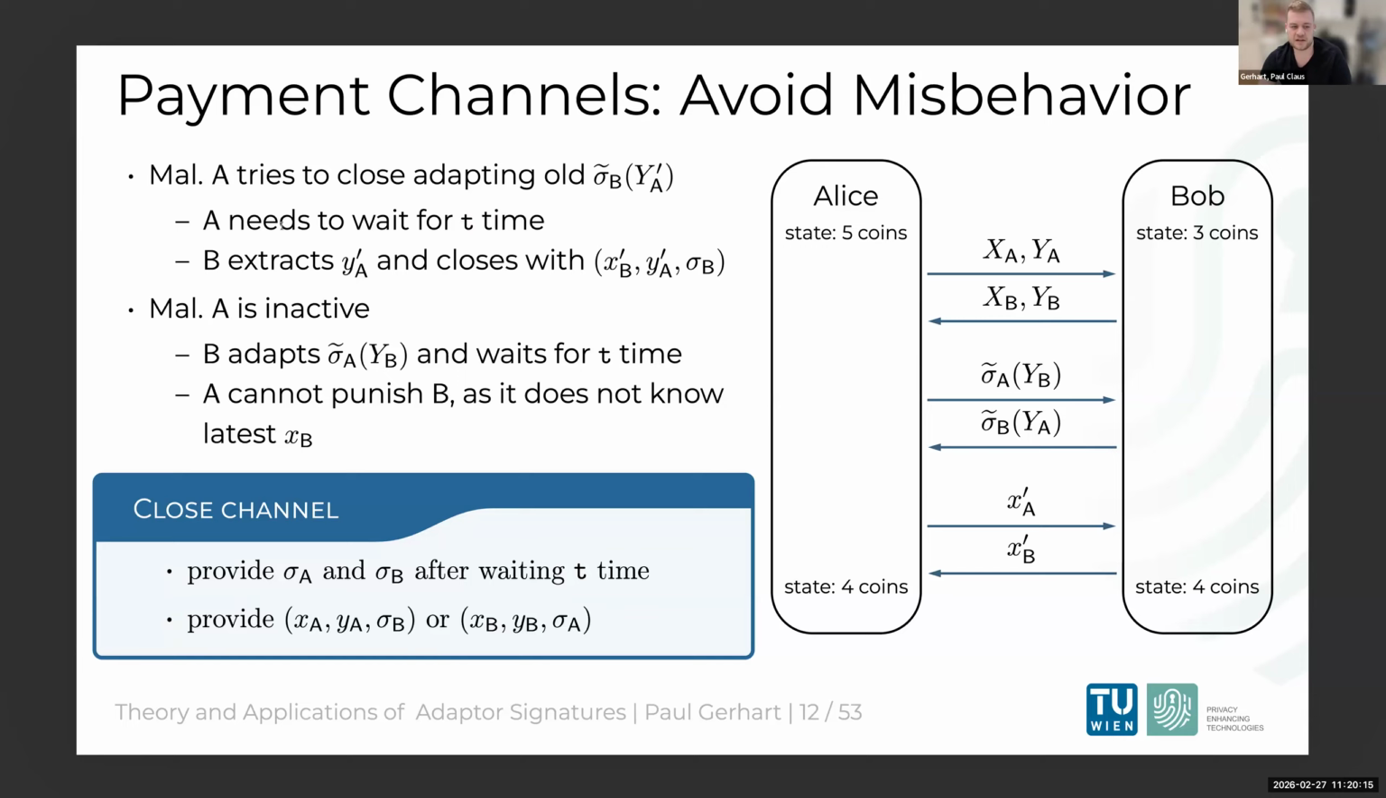Okay, well, that's fine, right? If Alice wants to close on an old channel state, Bob can use the extract property of adapter signatures and the fact that Alice exchanged the old channel state to close before Alice can claim the coins.